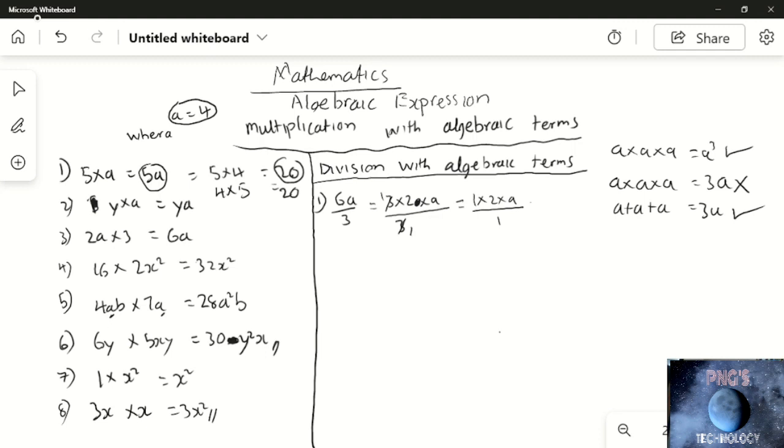So next thing we can do here is 1 times 2 is 2, times a is 2a. 2a over 1 still means 2a, because anything divided by 1 is still the same thing, and as we said, anything multiplied by 1 is still the same thing. So let's take another example, for example 2.